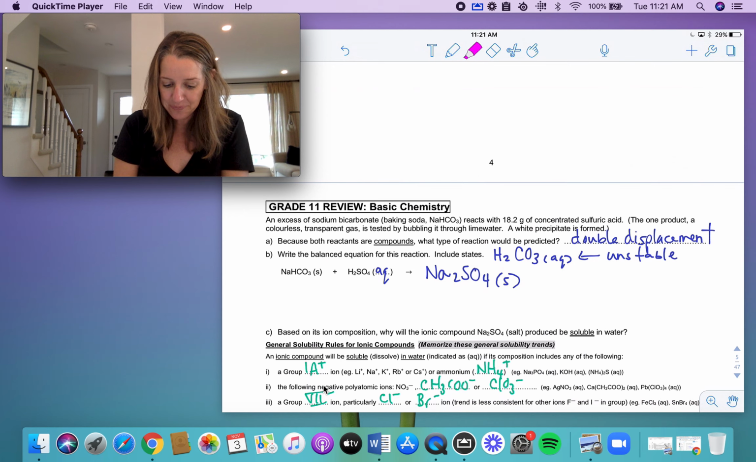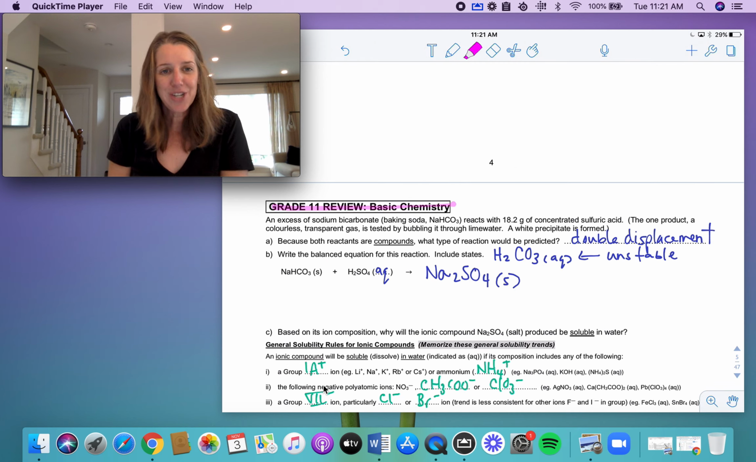Okay, so here we go. This is basic chemistry from grade 11. We're going to start with a chemical equation, but you're going to be given it in words, okay? An excess of sodium bicarbonate, NaHCO3, is going to react with 18.2 grams of concentrated sulfuric acid. The one product, a colorless transparent gas, is tested by bubbling it through lime water. A white precipitate is formed.